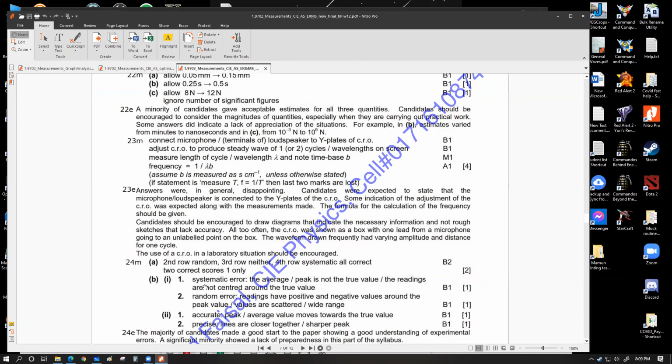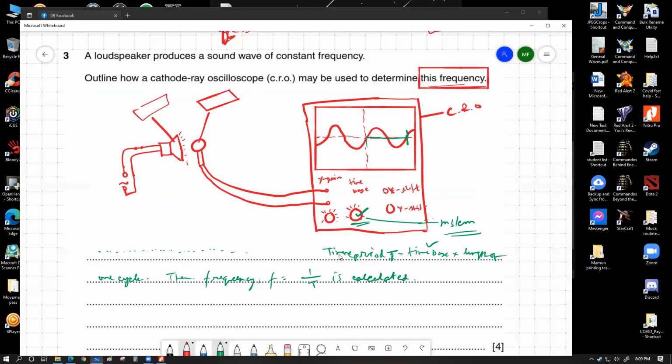But if you go for the way that I showed you, that you first mention that the time period is this much and then frequency f equals 1 by T is calculated, this is equally accurate. Or if you want to discard the word time period from your answer, you can directly write that frequency is calculated by 1 divided by time base times length of one cycle. That's also okay. But you have to provide this information that time period is measured by time base times length of one cycle. That is the important bit.